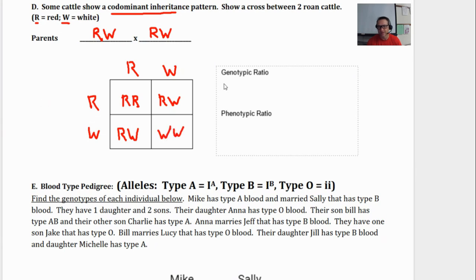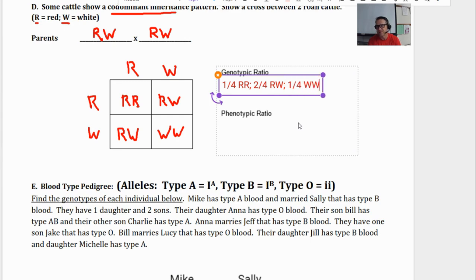All right, genotypic ratio, all you got to do is count them. There's 4 boxes. Out of the 4, I see 1 out of 4 will have the genotype of RR. 2 out of 4, top right and bottom left, will have the genotype of RW. And bottom right, 1 out of 4 will have the genotype of WW.